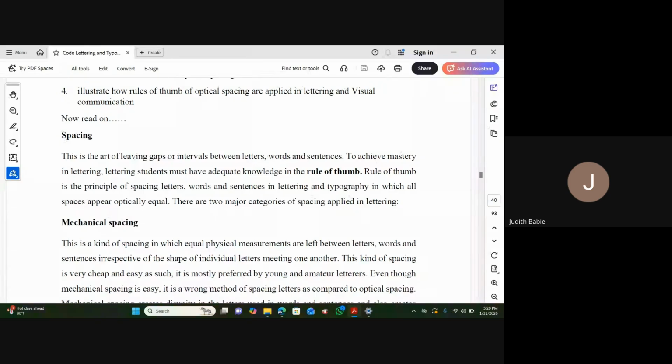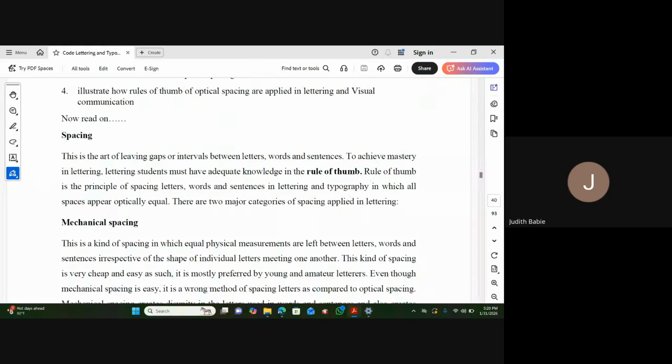This is the art of leaving gaps or intervals between letters, words, and sentences. To achieve mastery in lettering, students must have adequate knowledge in the rule of thumb. Okay, so spacing simply means leaving gaps or intervals between letters. Then there is a rule of thumb over here. Okay, so we have the rule of thumb principle. What is it? Yes.